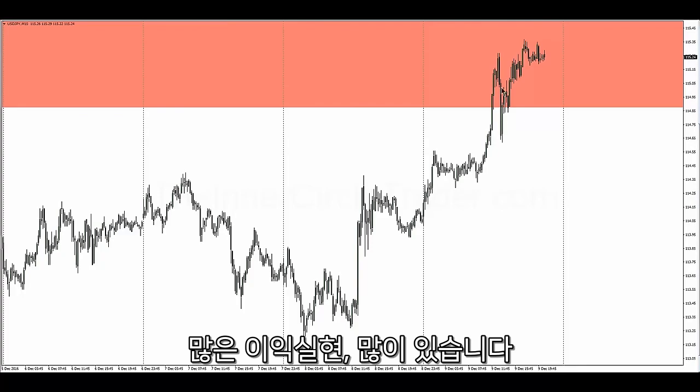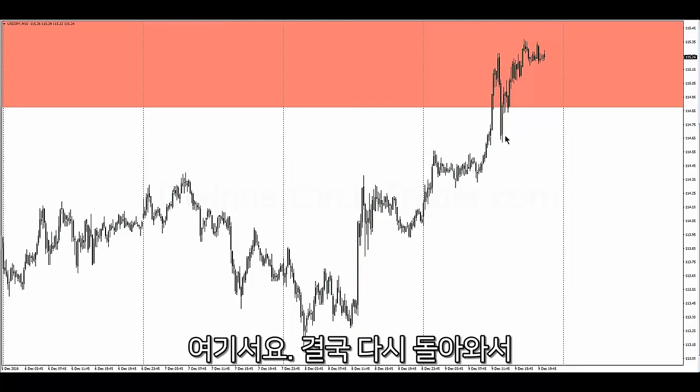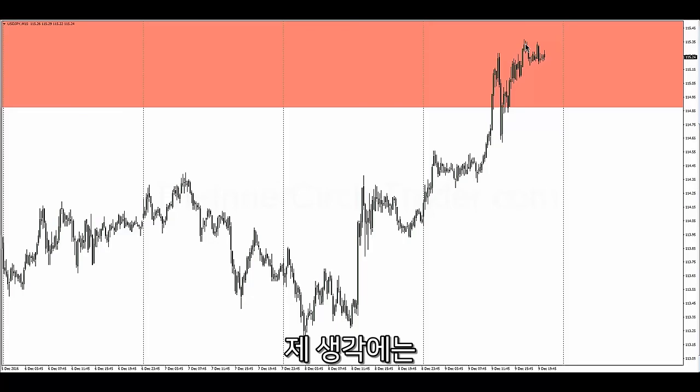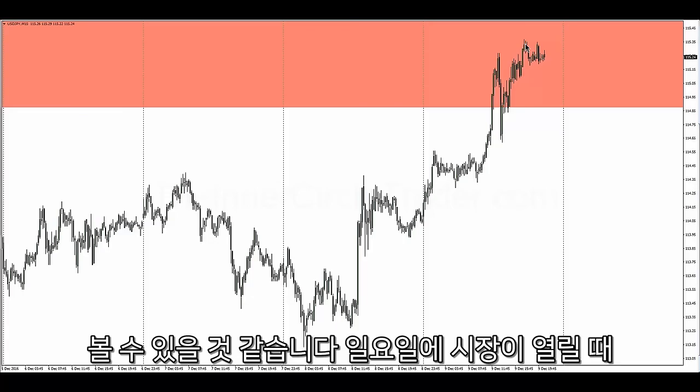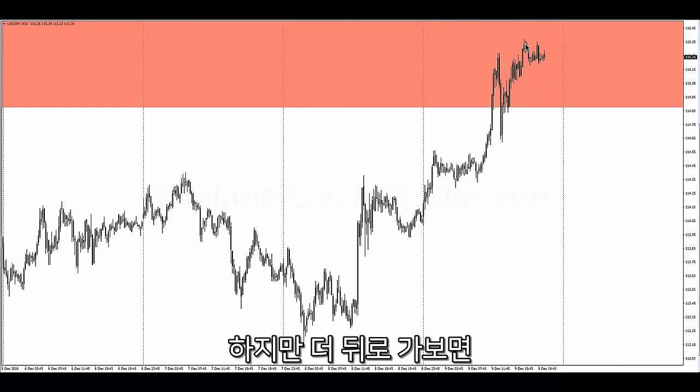Lots of profit taking. Lots of it right in here. Ultimately comes back and starts to trade a little bit higher. I think it's indicative of probably seeing a little bit more rally when we open up on Sunday.